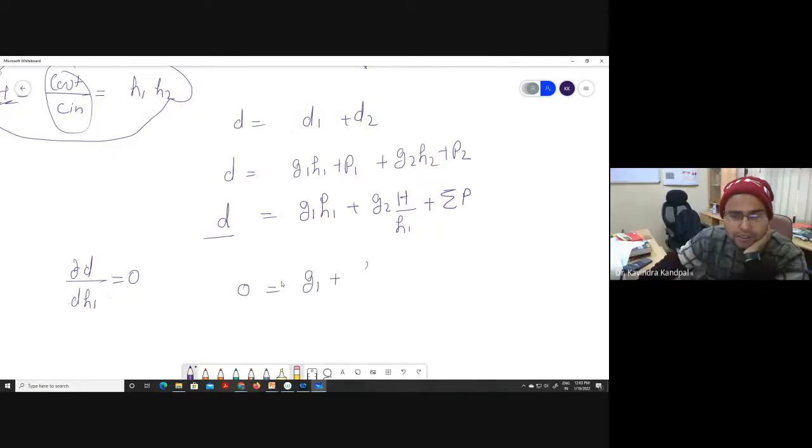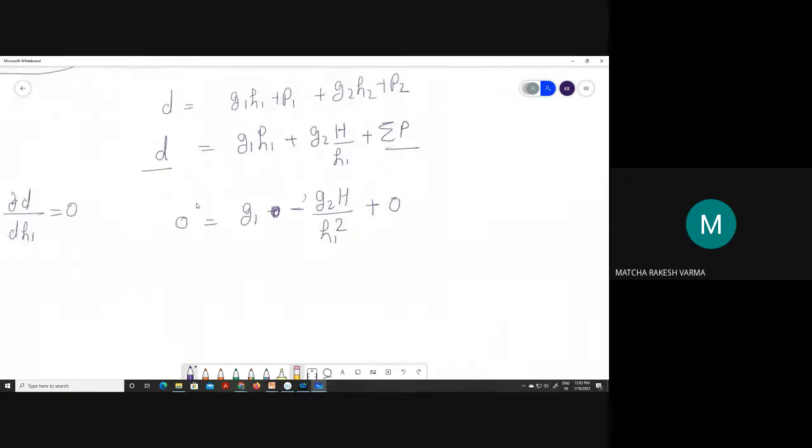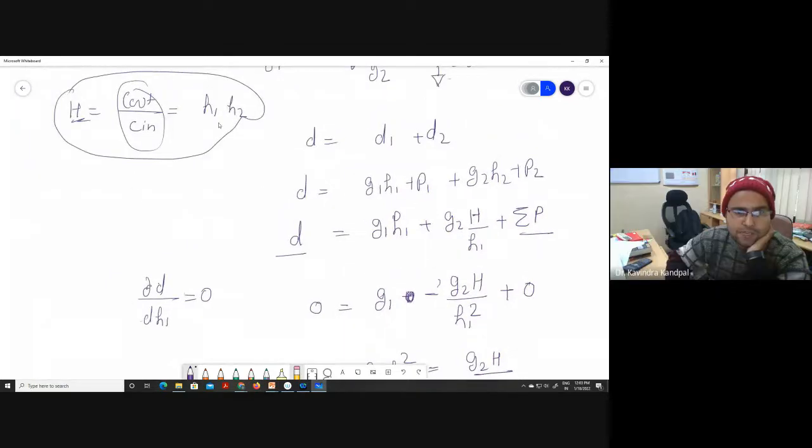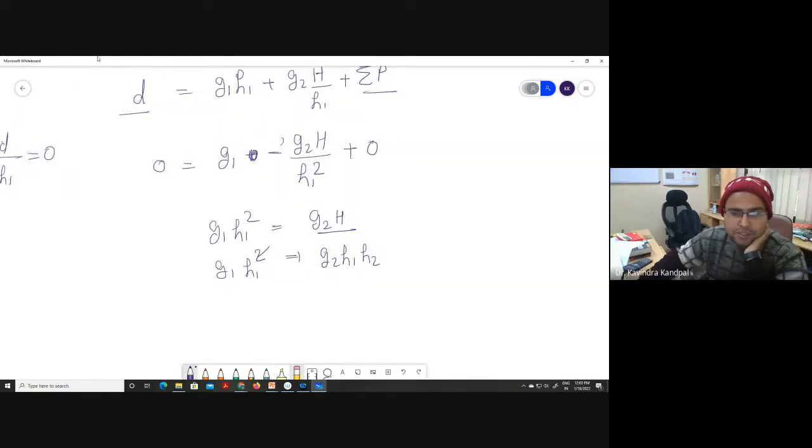G1 minus G2 into H divided by H1 square plus 0, because P is also not dependent upon H. Yes or no? Yes, sir. So what I get: G1 into H1 square is G2 into H. And you know that this G2 into H is nothing but H1 H2. Yes or no? Yes, sir. H was H1 H2. So can I say that G1 H1 should be equal to G2 H2? So what are you getting?